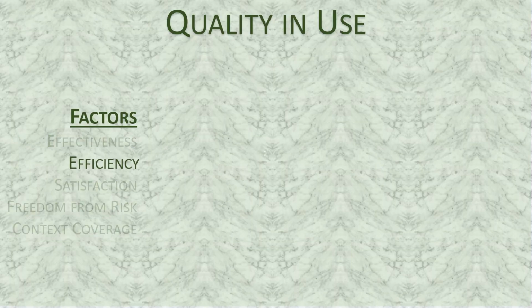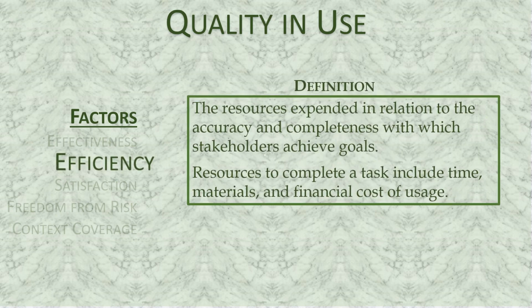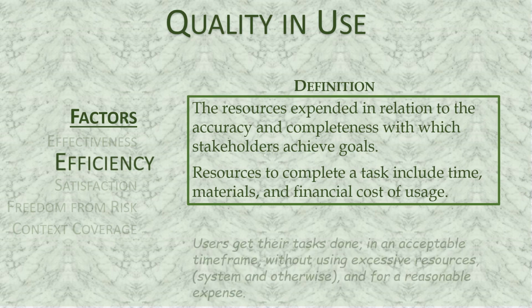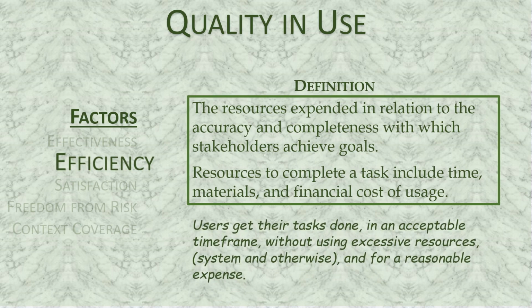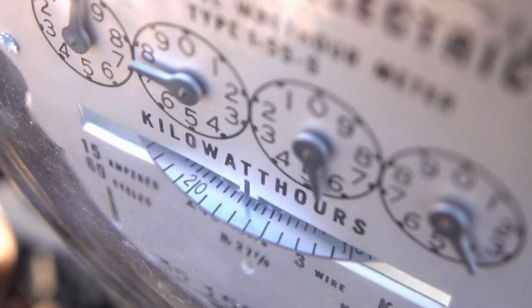The next factor is efficiency. Efficiency is defined as the resources expended in relation to the accuracy and completeness with which stakeholders achieve goals. Resources to complete a task include time, materials, and financial cost of usage. Restated, users get their tasks done in an acceptable time frame without using excessive resources, system and otherwise, and for a reasonable expense.